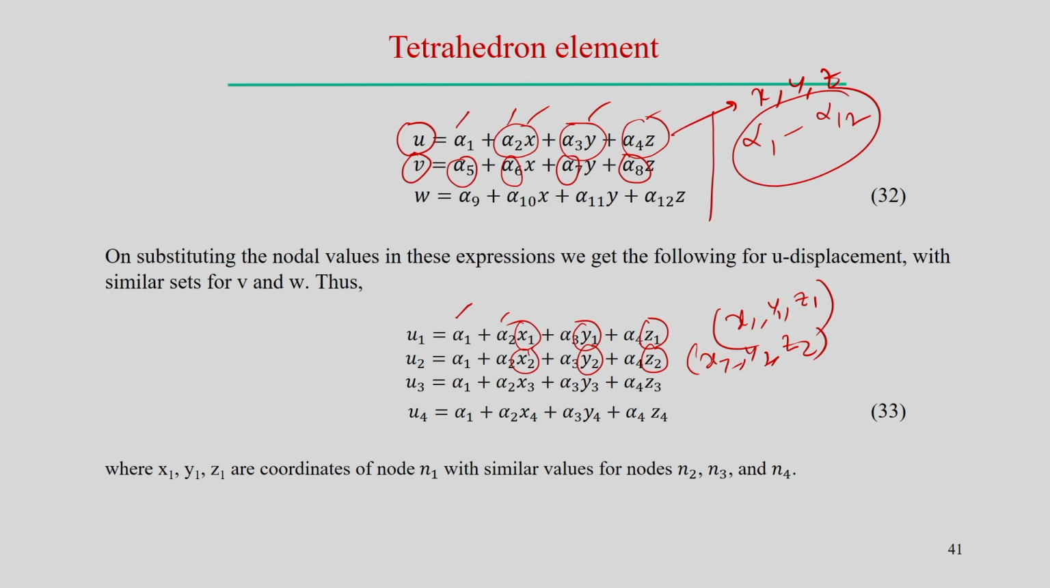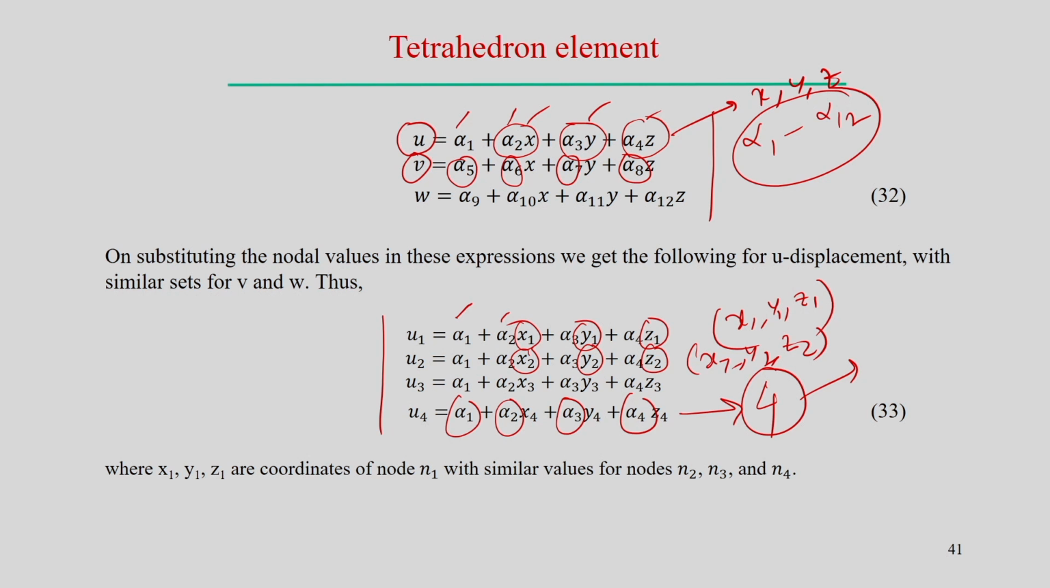Similarly, u 3 and u 4 can be written. In this case there are 4 nodes. So, for all the node points, the u displacement field along the x axis can be represented like this. There are alpha 1, alpha 2, alpha 3 and alpha 4, the 4 constant terms, and there are 4 equations. If we simply solve this linear system of equations, we will be able to find the values of alpha 1 to alpha 4, which can be represented in terms of x 1, y 1, z 1, or the coordinates of all these node points.